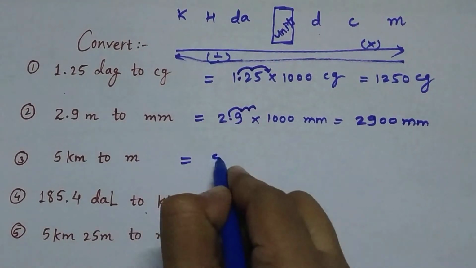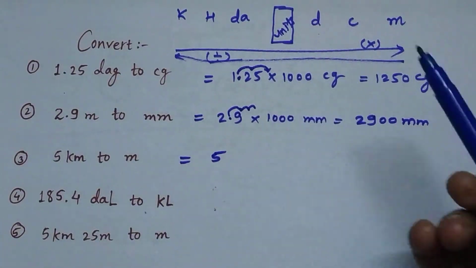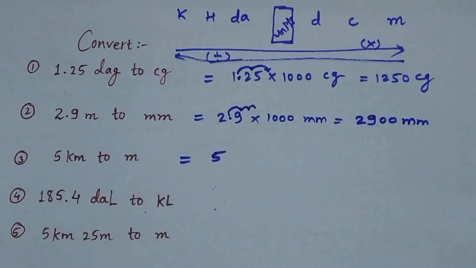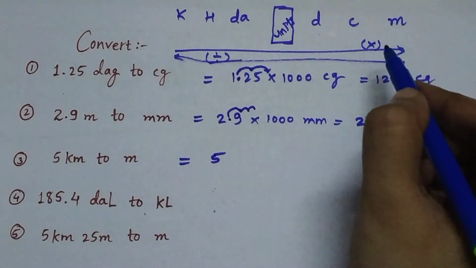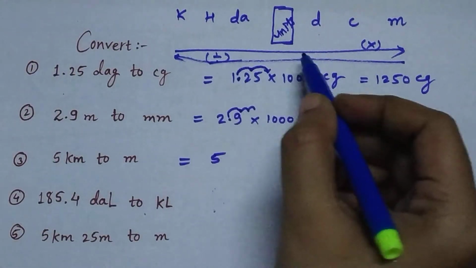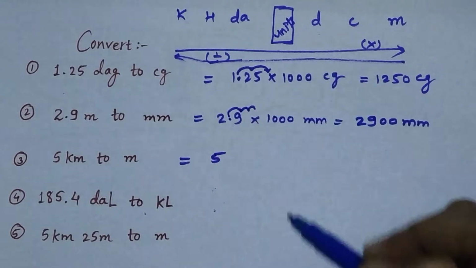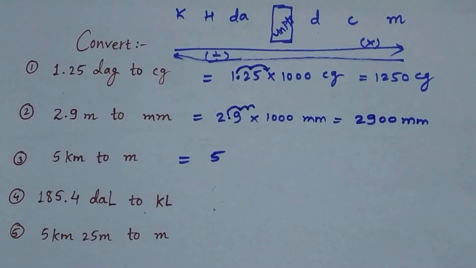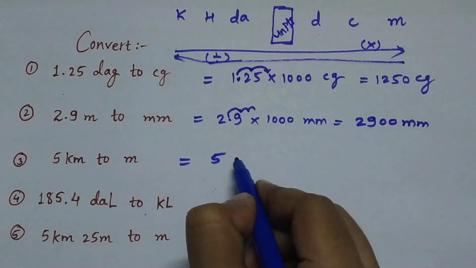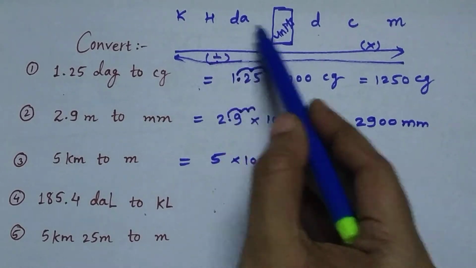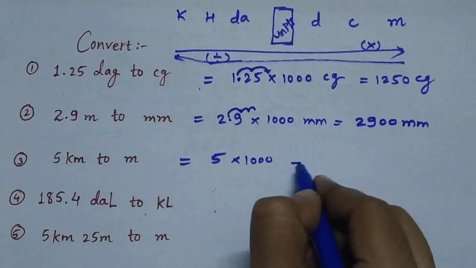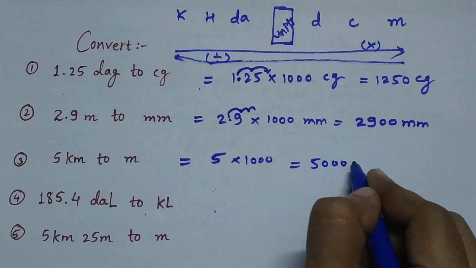Then you are having 5 kilometer, you want to convert to meter. Kilometer to meter you want to go. So kilometer to meter means you need to convert from a higher unit to a lower unit. Whenever you convert higher to lower unit, what you will do, again you will multiply by 1000. It's 1, 2, 3 jumps you are going to take. So you will get 5000 meter.